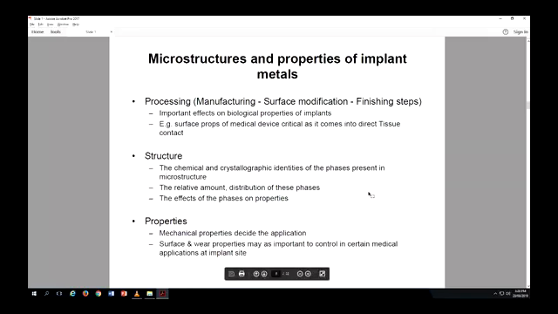So as an overall thing, processing, manufacturing, surface modification, all finishing steps are very important. But then again, there is obviously a relationship between structure and property. So it's important to know what sort of properties are available and what is required for different applications, as always.